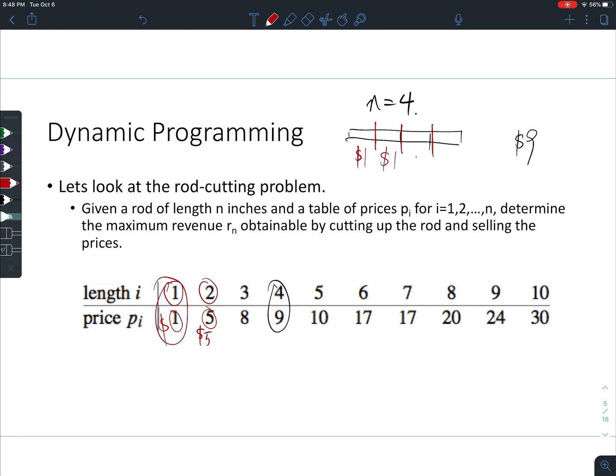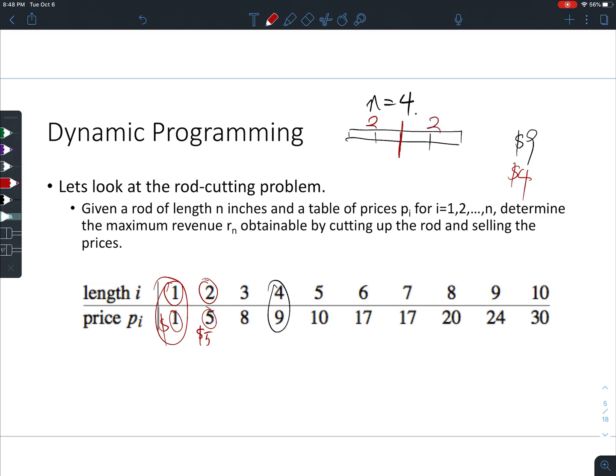Okay, so in total we make $4, which is definitely worse than just selling it directly, right? So here let's consider another solution. What I'm going to suggest is, why don't we just split it into two in the middle? So we get 2 inches over here and 2 inches over here.